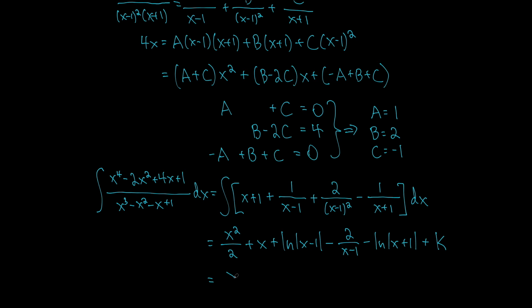So we can rewrite that a little bit. We get x squared over 2 plus x minus 2 over x minus 1 plus the natural log of the absolute value of x minus 1 over x plus 1, plus k, using laws of logarithms.